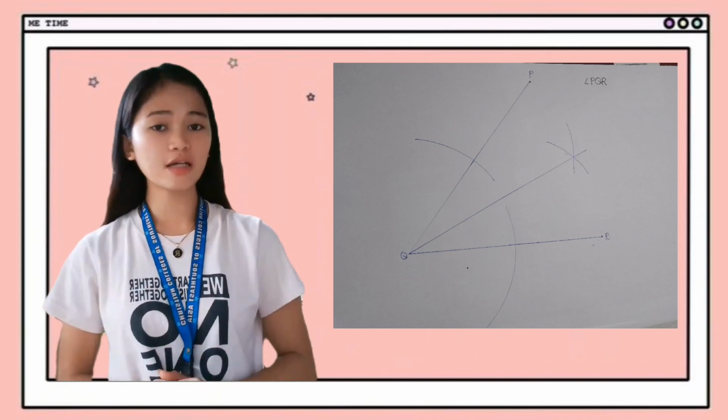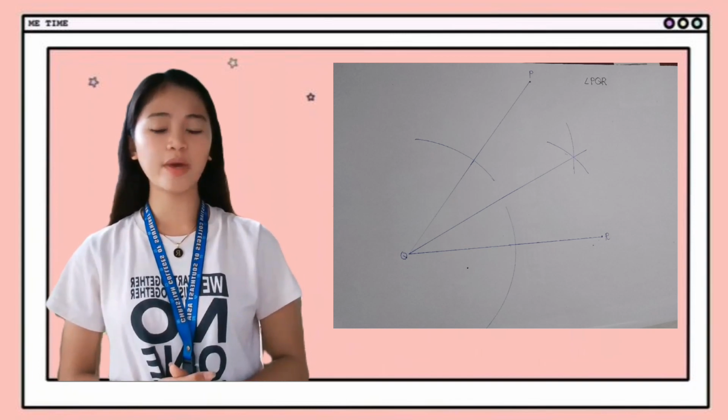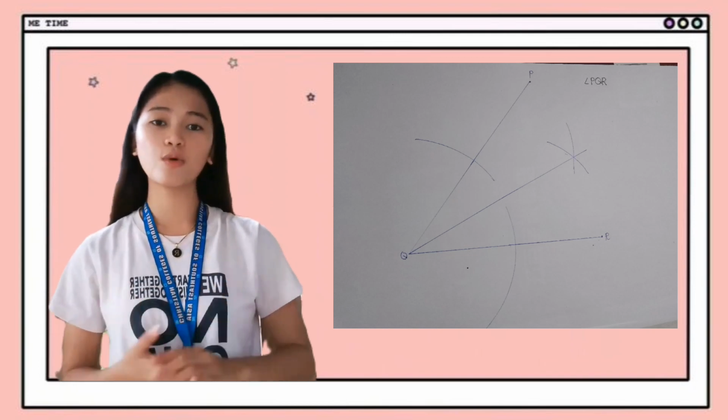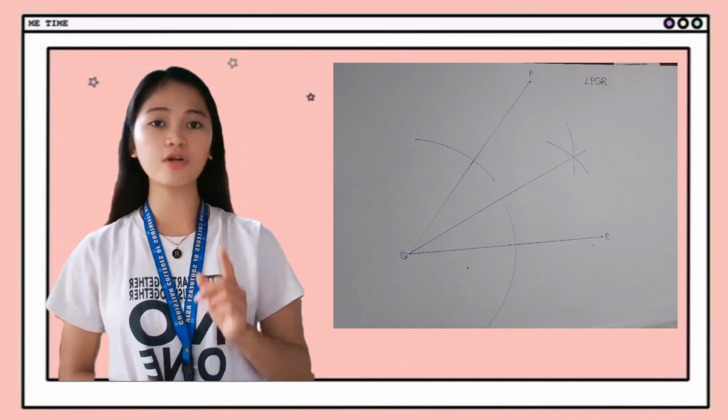Note, if an angle bisector bisects a line segment at 90 degrees, it is known as the perpendicular bisector of that line.